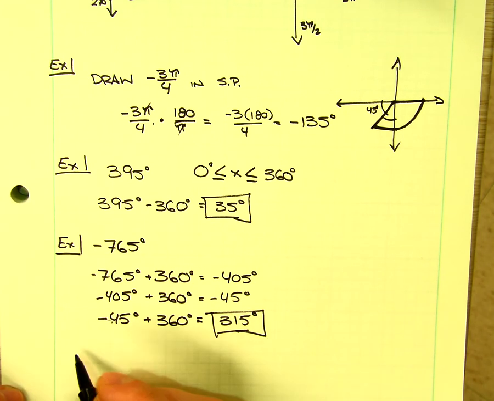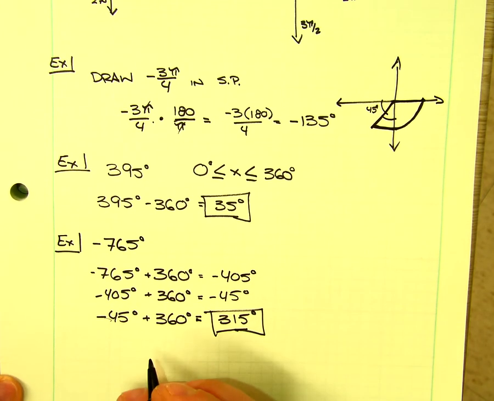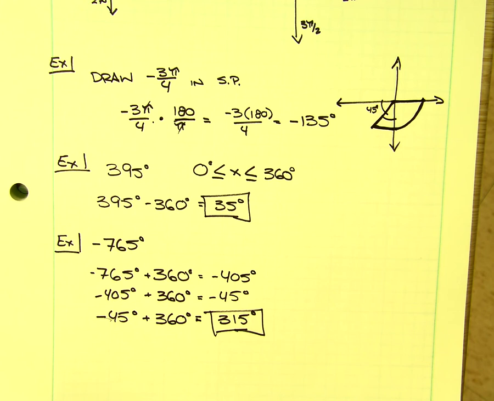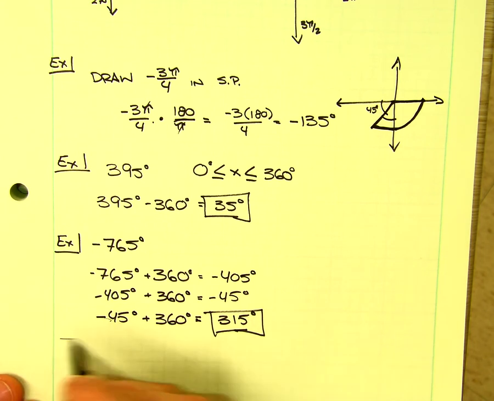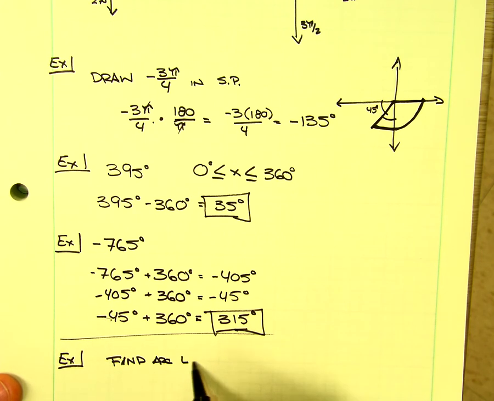Okay, a couple more examples here. Three more examples and then we're done. The first one is, say I'm looking for the arc length. Example: find the arc length if my radius is going to be equal to 8 feet and my theta is going to be equal to 225 degrees.